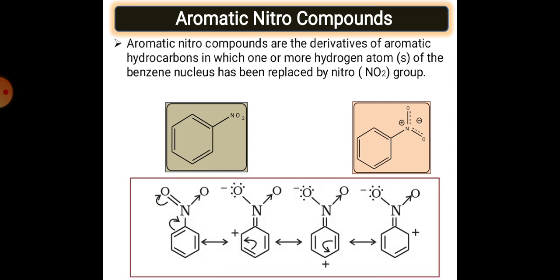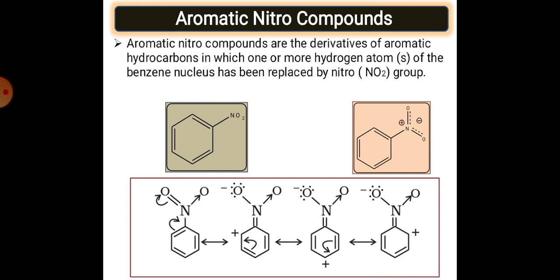You must know that the nitro group is an electron withdrawing group. What is an electron withdrawing group? A group that has the maximum number of electronegative elements. All electronegative elements have the tendency to withdraw electrons, and in this group all three elements are more electronegative than carbon, that's why it has the ability to withdraw electrons. These are the resonating structures.